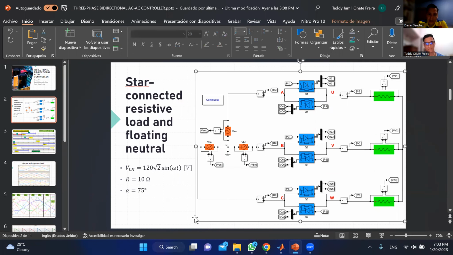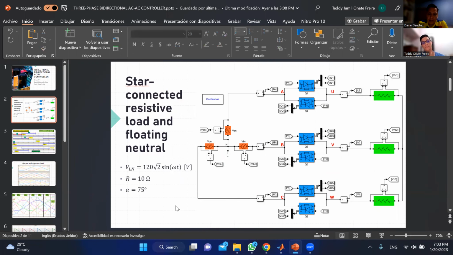So as we can see, the circuit is controlled by thyristors, and each thyristor is in anti-parallel. The most important thing about this circuit is that it is going to transform an AC voltage to another AC voltage, as a controller. The next slide.